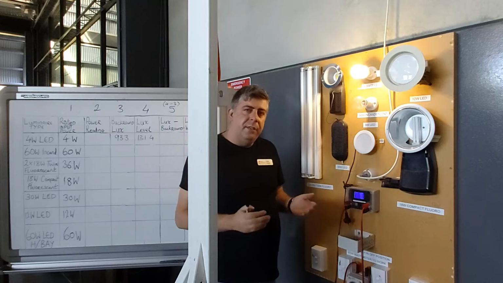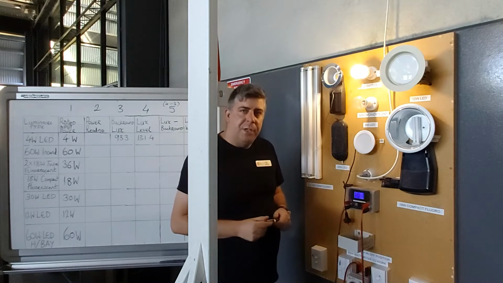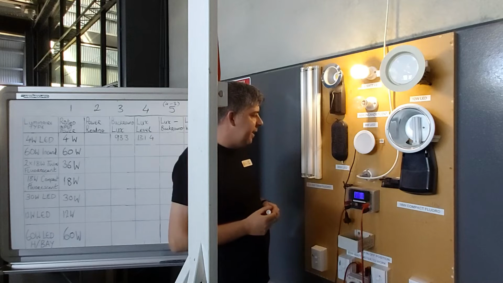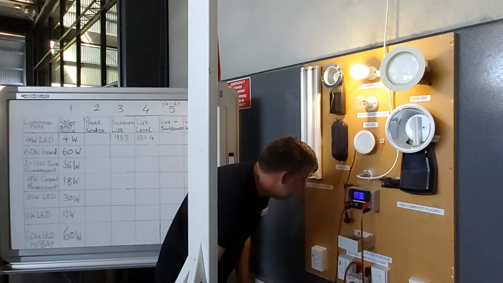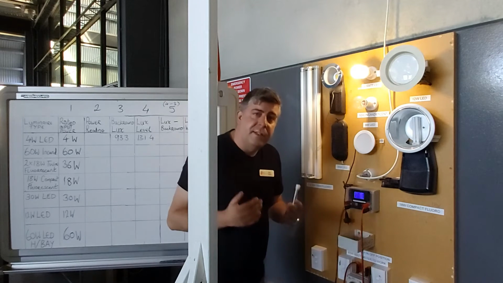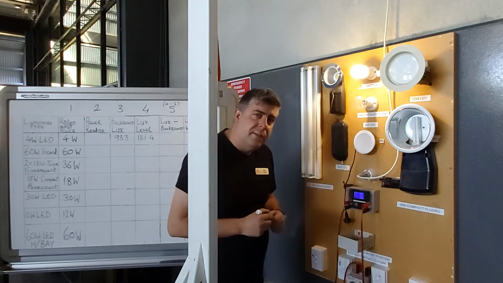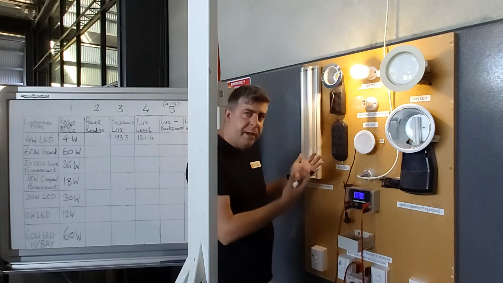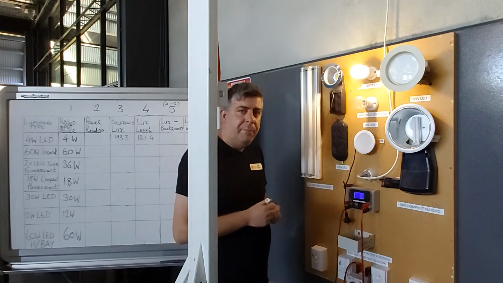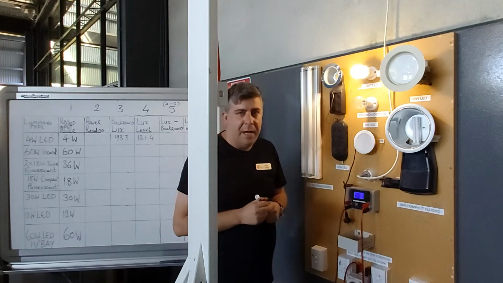Now what I need to do is check my watt meter to see how much energy the 4-watt LED is using. And even though it's rated at 4 watts, it's actually consuming 4.35 watts. So a little bit more. This is why we have to do the power reading of the watt meter, not just go off the rated power.